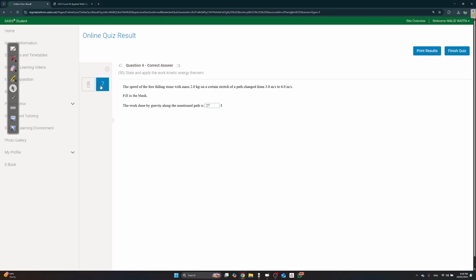Question 4. The speed of a free falling stone with mass 2 kilos changed from 3 meters per second to 6 meters per second. What is the work done by gravity along the mentioned path? So let's take a look here. You have the speed of the free falling stone. It changed its speed, right? So the speed is changing, and they want you to find the work. So in general, whenever you have the speed changing, then obviously kinetic energy is changing, right? When we say this, we say that some sort of work is done, right?